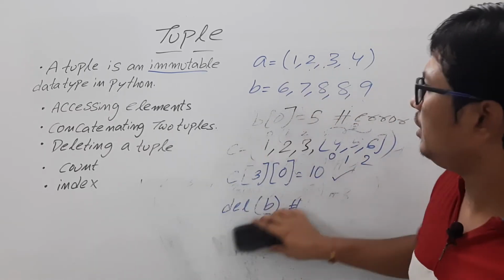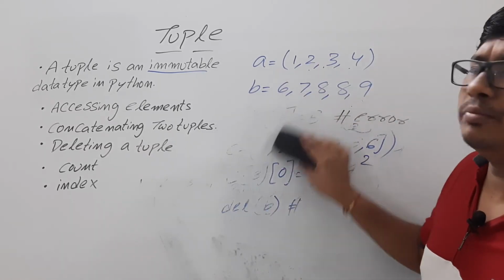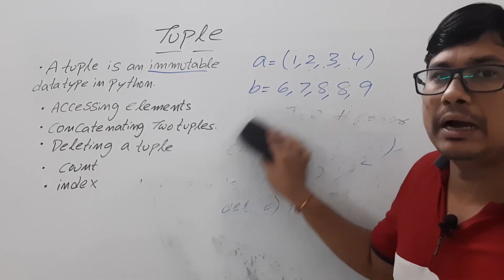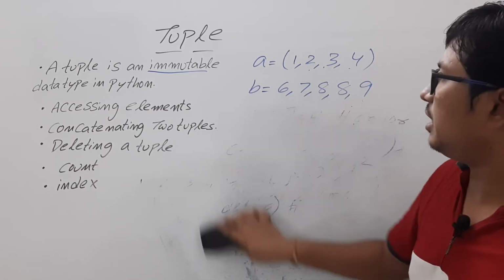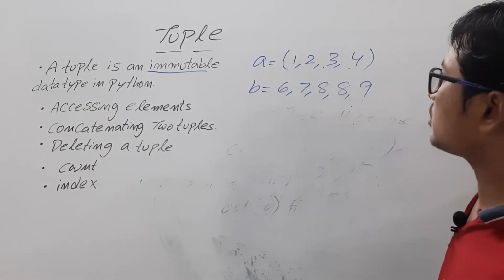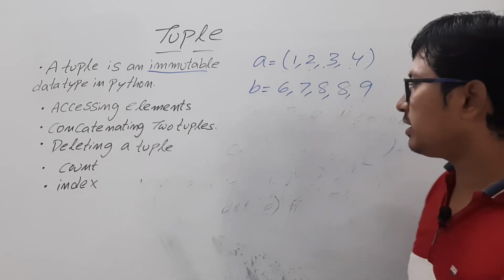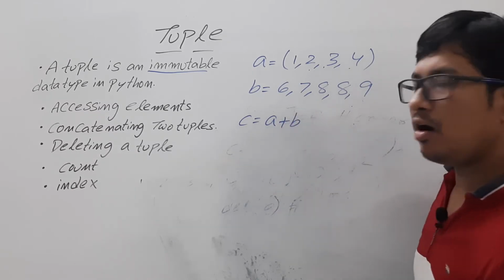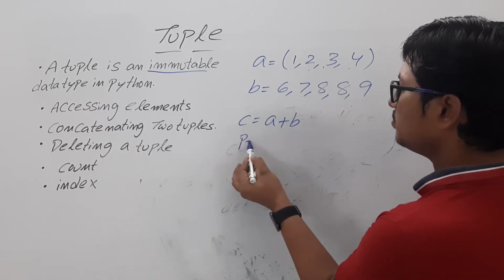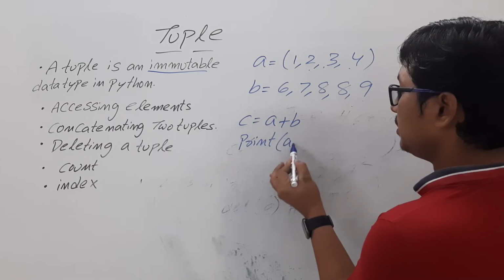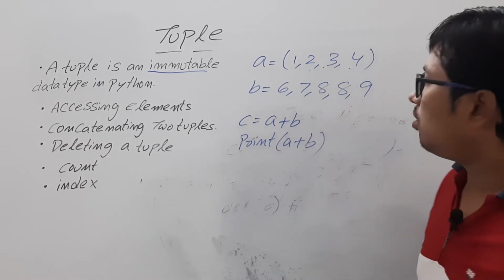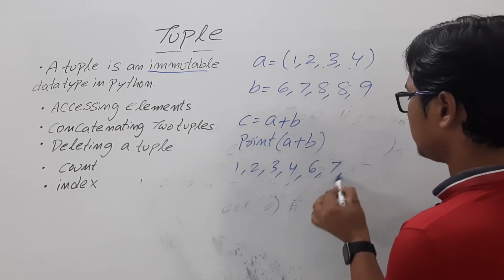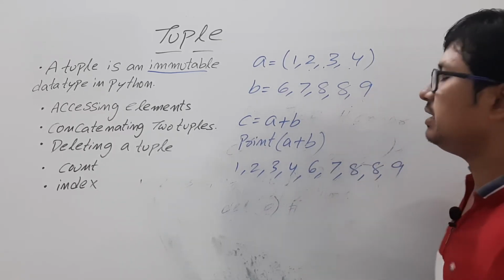Okay. Now let me discuss how we can perform the concatenation of two tuples. What is meant by concatenating two tuples? You are combining two tuples. Let's take that I have two tuple variables called a and b. Now I want to concat these elements. So I can write c is equal to a plus b, or you can even simply write print a plus b also. Then all the elements 1, 2, 3, 4, 6, 7, 8, 8, 9 will be displayed.